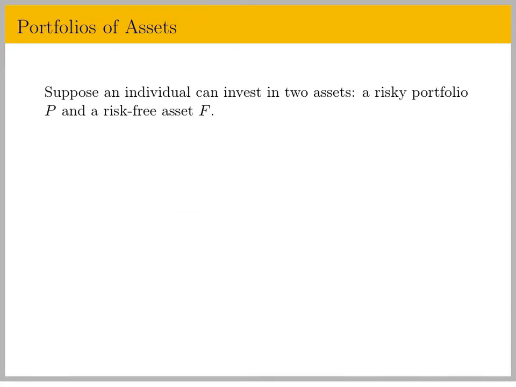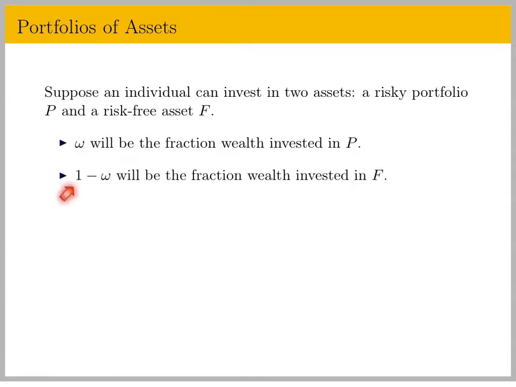Now suppose an individual can invest in two different assets. One is a risky portfolio that we'll call P, and the other is the risk-free asset that we'll call F. The Greek letter omega will denote the fraction of wealth that the investor invests in P. And then 1 minus omega will be the fraction of wealth that the individual invests in the risk-free asset F.